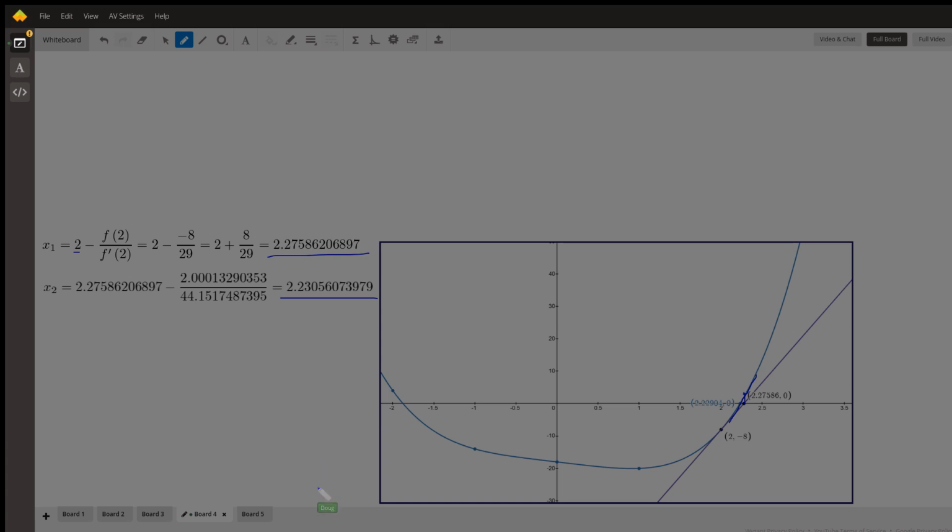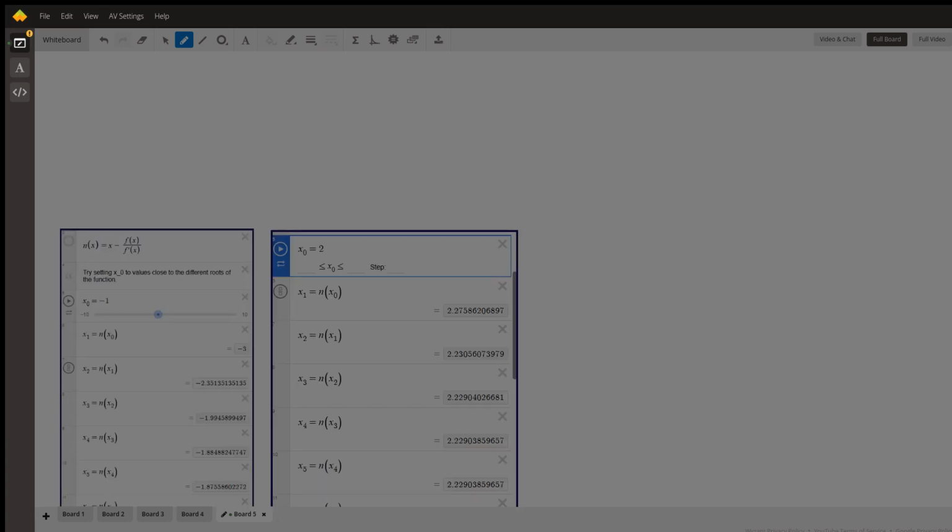And finally, if I iteratively use Newton's method until these decimals start repeating, you can see I get closer and closer to the roots that are given on Desmos graphing calculator.